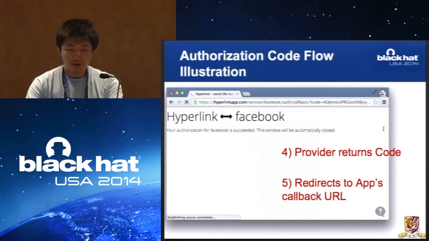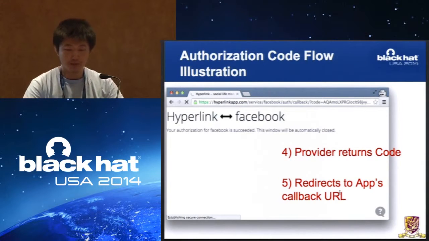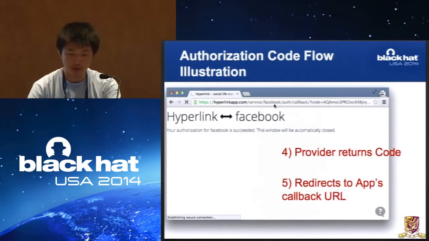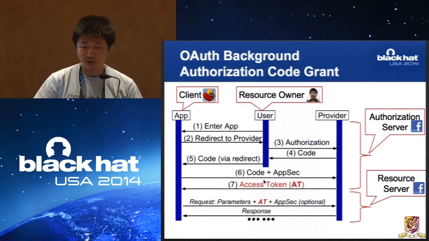Okay. Then after all of this, the provider will return something, a URL, and it has a parameter with code equal to something here. And this will be redirected back to the app's server. So here you see, here is one callback URL, redirect back. And after all of this, the app can proceed further to get the access token and operate on behalf of the user. And here we summarize the previous working example in this flow chart.